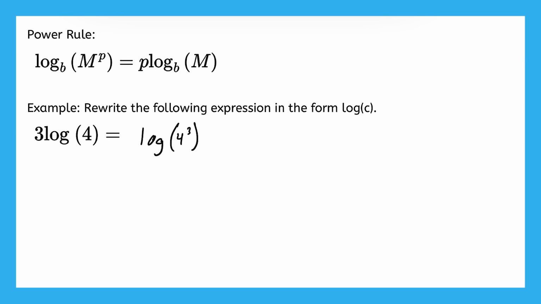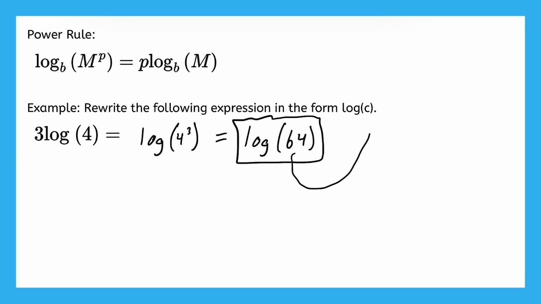Log of 4 to the power of 3, what is 4 to the power of 3? Well, that's 4 times 4 times 4. In other words, 64. So this will give us log of 64. So 64 is our value for c, but the entire answer is still log of 64.